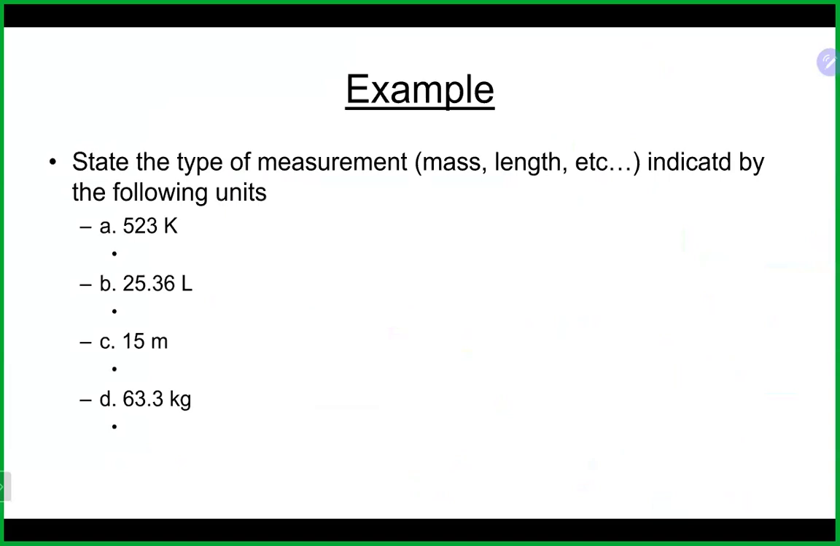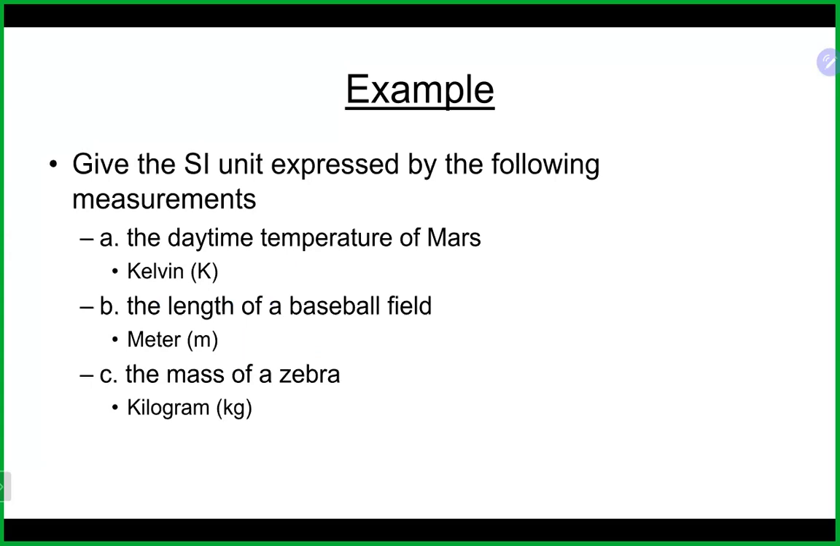When we look at these units, as we talked about, it's important to know what those units represent. When I see 523 Kelvin, that should be a temperature, right? When I see 25.36 liters, that represents what type of measurement? That is a volume, right? 15 meters is distance or length, and kilograms is a mass. So again, it's really important to understand what those units represent in terms of their quantity.